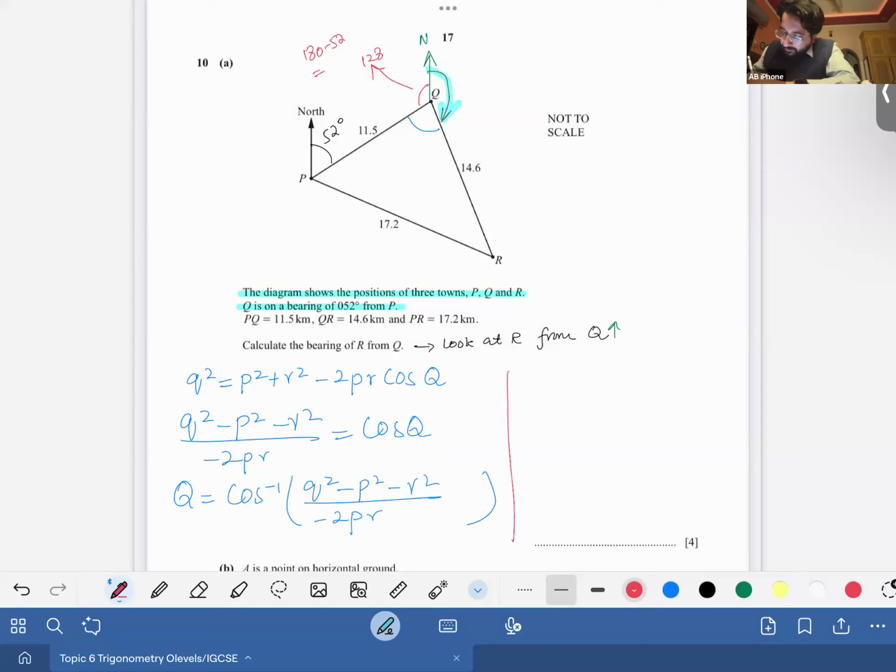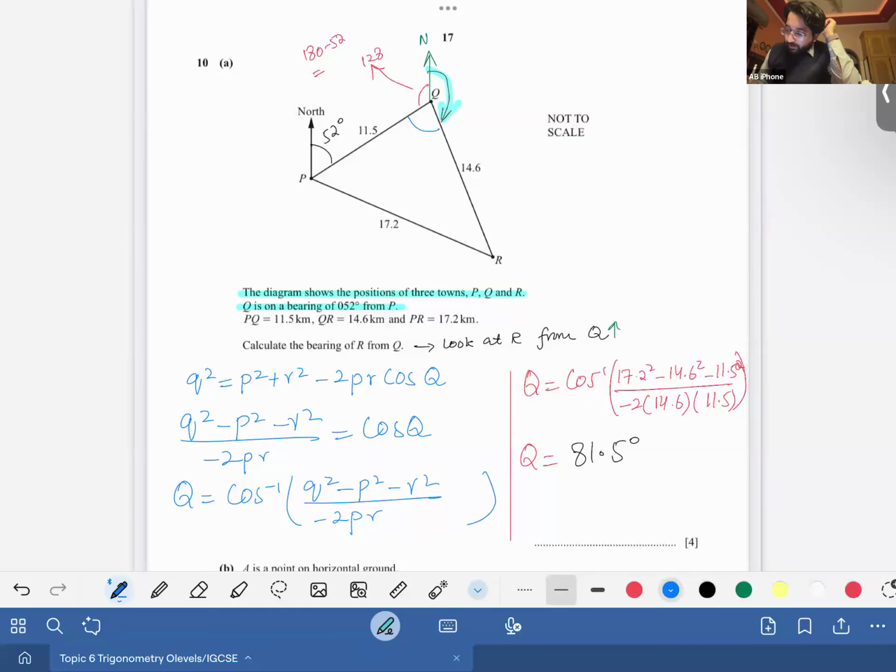Now put the values, but for the examiner, values should be substituted right at the end, so no mistake is made. So cos inverse, now put the values. Use your calculator. Small q is 17.2 squared minus p squared, which is 14.6 squared, minus 11.5 squared, divided by minus 2 into 14.6 into 11.5. Everything here is squared. So angle Q equals how much? 81.51.